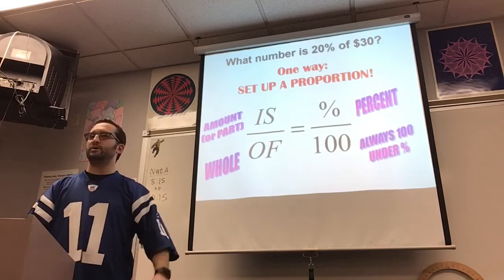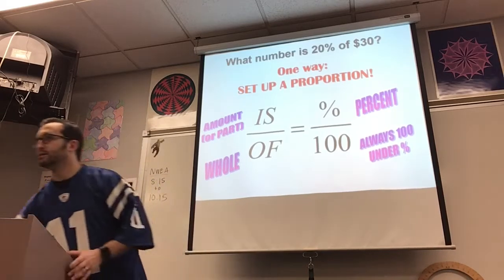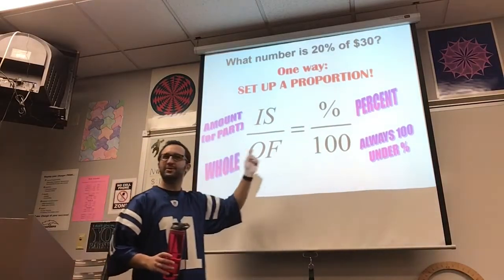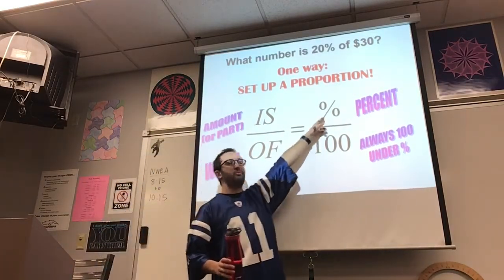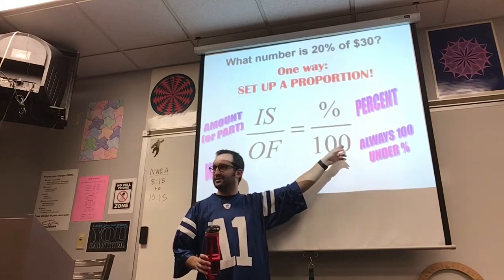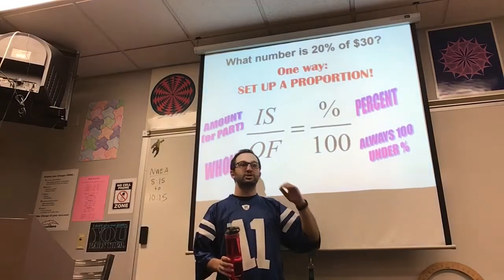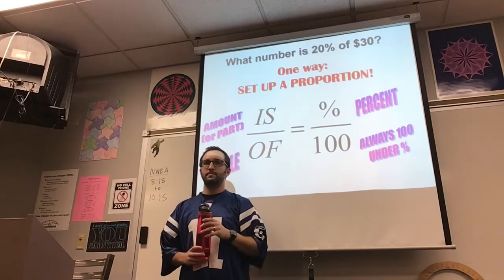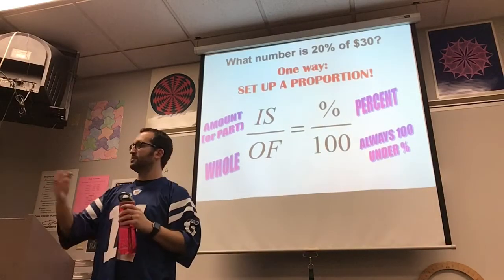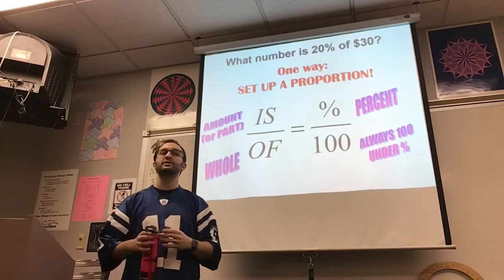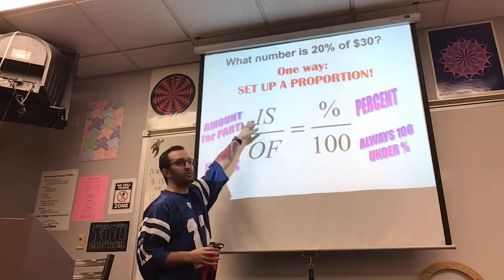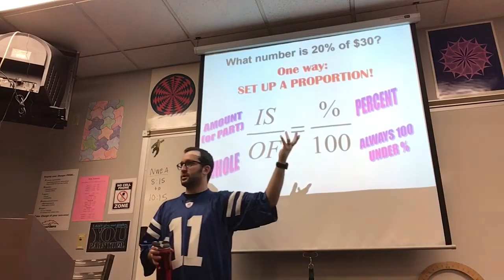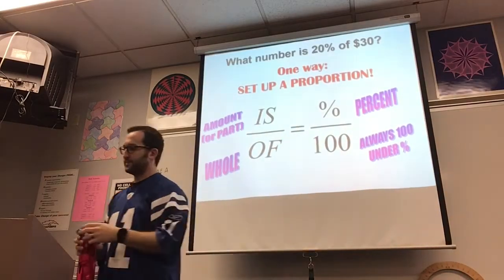over 100. Why 100? Because 100 is the whole percent, right? So this would be a part over a whole. 30% is 30 out of what? 30% is 30 out of 100. Remember, a percent is a fraction of 100. So this is a part over a whole is equal to a part over a whole. Because 100% is the whole thing.